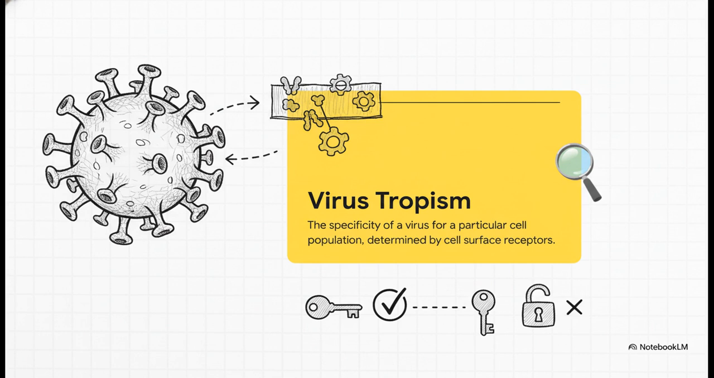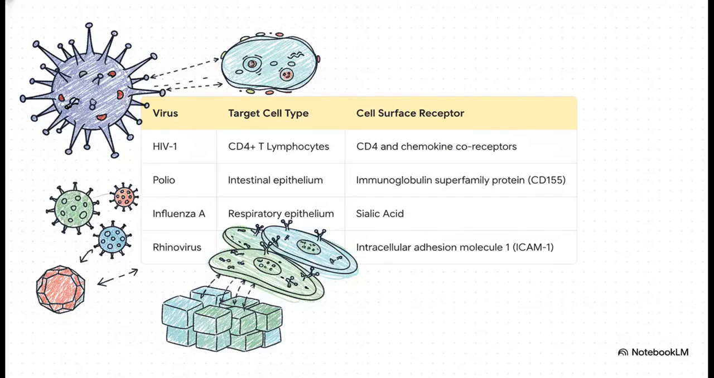And this is where a really key concept comes in, called tropism. Think of it as a super-specific lock-and-key system. It's what dictates which cells a virus can or can't infect, and it all comes down to this molecular handshake between proteins on the virus surface and receptors on our cells. And this table here, it lays it out perfectly.